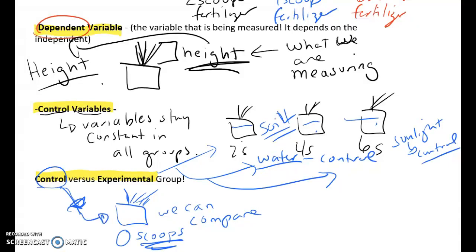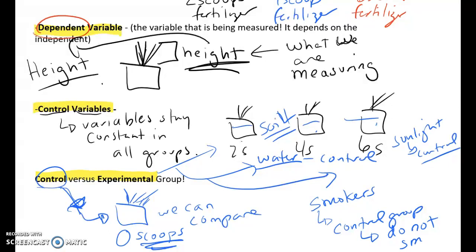Same with other experiments. If you had an experiment with smokers, and you said, does smoking cause lung cancer? Okay, and you can have a hypothesis. If somebody smokes for 30 years, then their chances of getting lung cancer increases. You would need to have a control group of people that do not smoke to see if they get lung cancer as well. So you can conclude that it's actually smoking that increases their risk of getting lung cancer. So we have our control group as well.